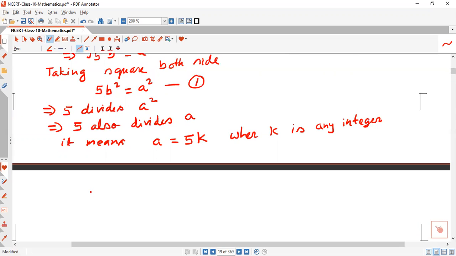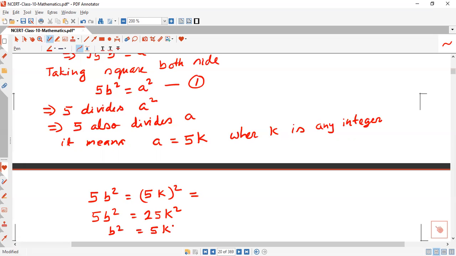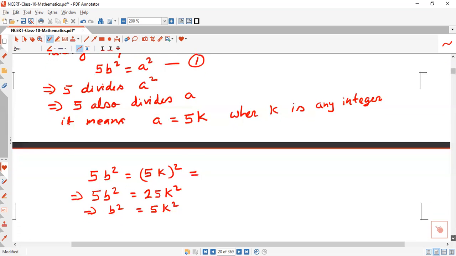So what we are getting? 5b square equals (5k) whole square. Simplifying this, we get 5b square equals 25k square. So b square can be written as 5k square.